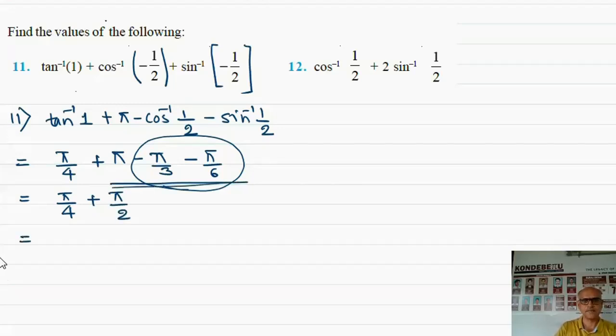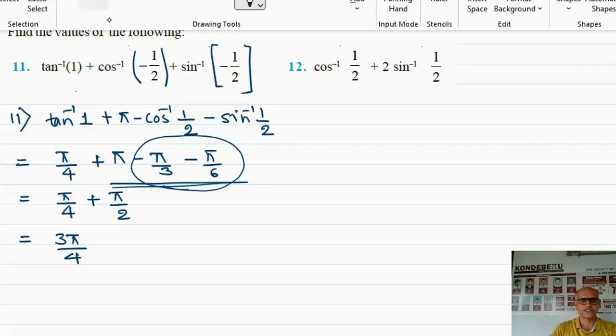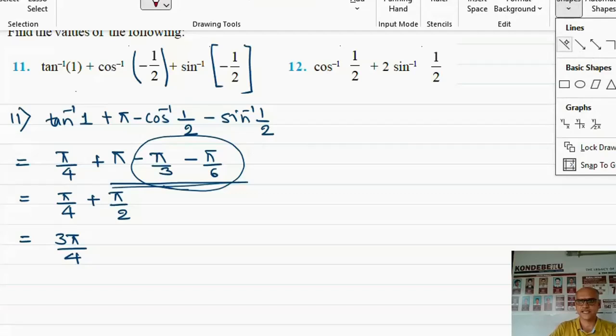So if I simplify these three, pi by 2. So 90 plus 45 is 135. 135 in radian is 3 pi by 4, or we can take the LCM. Clear? So this is the first one.